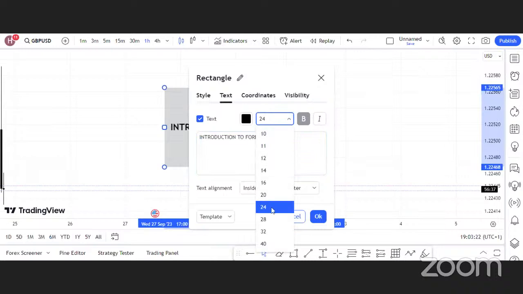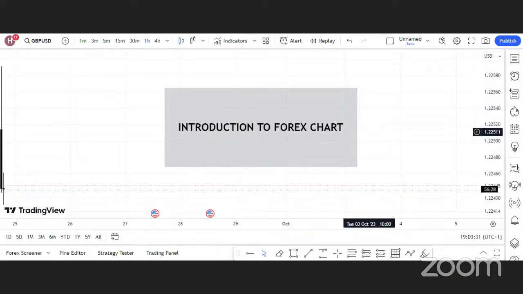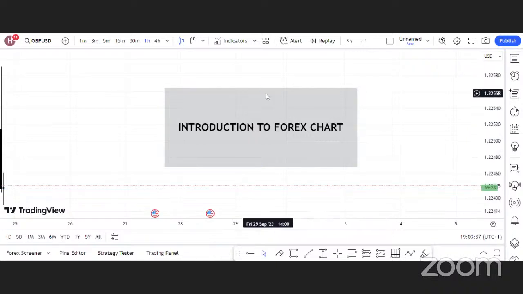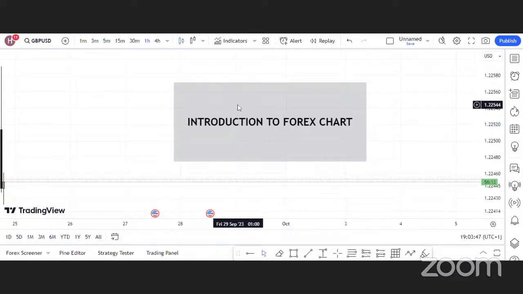So today is going to be an introduction to the forex chart. We have different types of charts in the forex market. We have three types of charts in the forex trading market. So first off, we have the line chart.